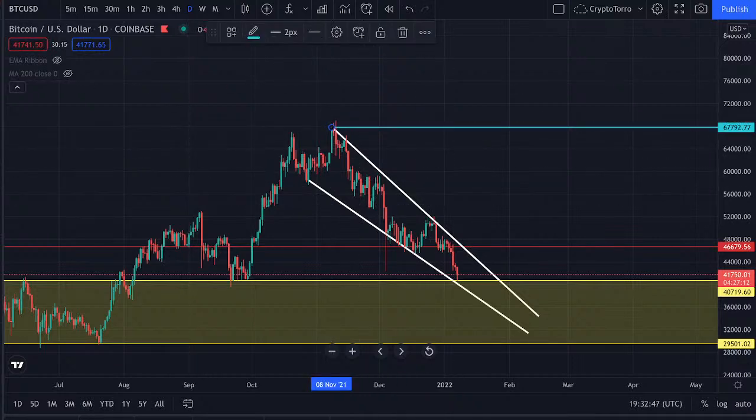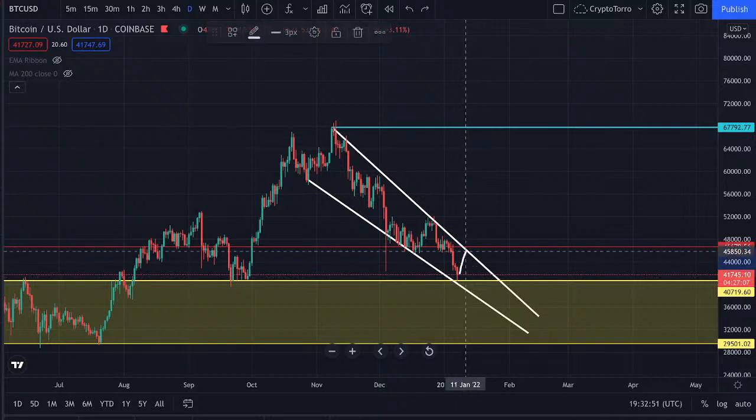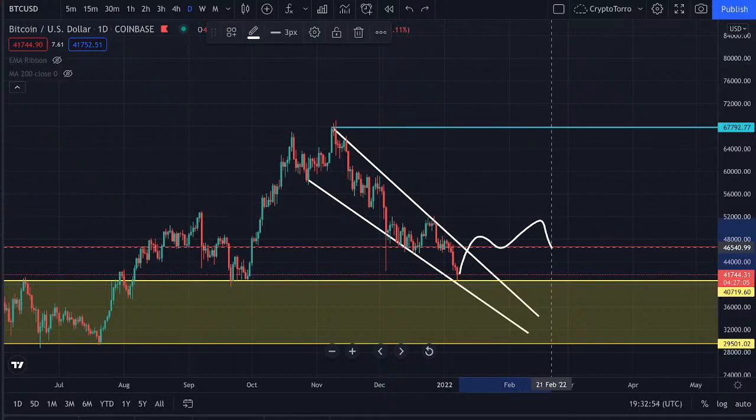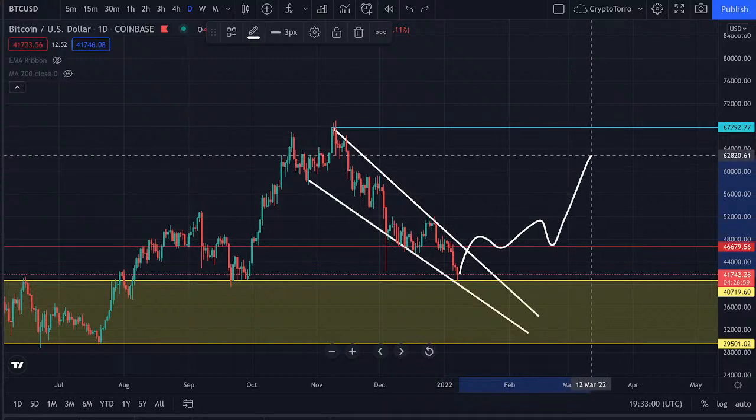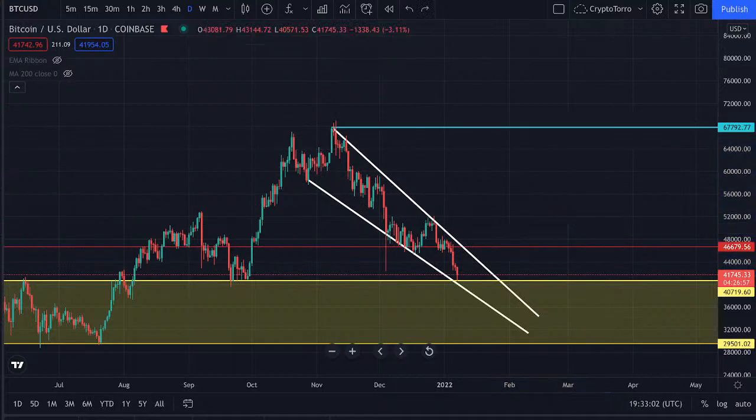$67,000 is the price target if we break out above this descending resistance and are able to hold strong on top of the $46,679, heading back up all the way.